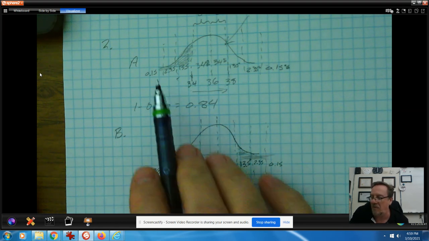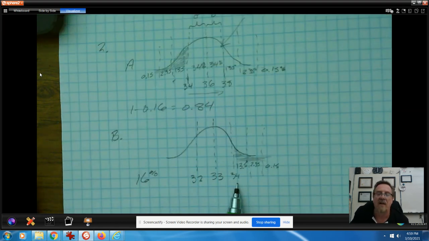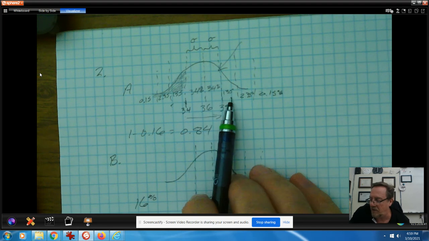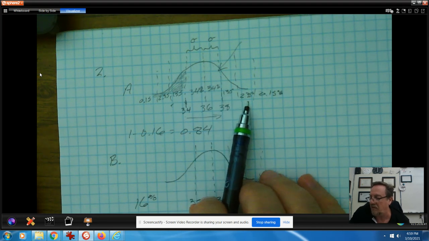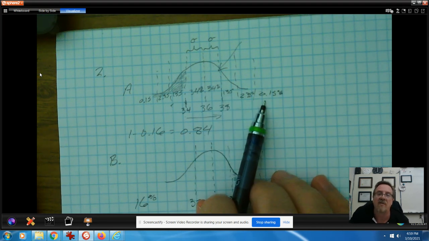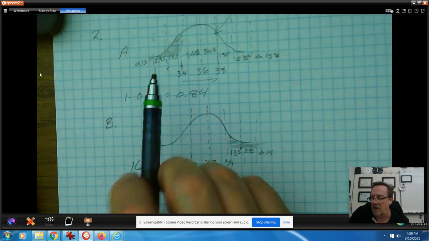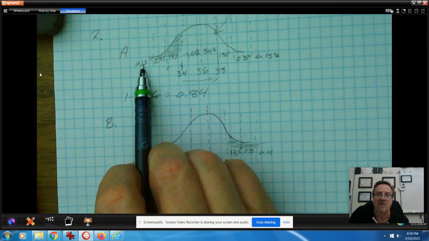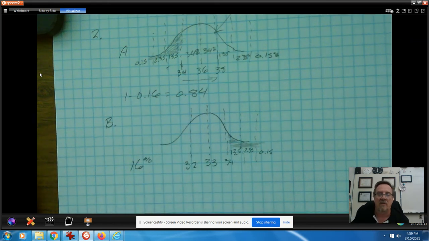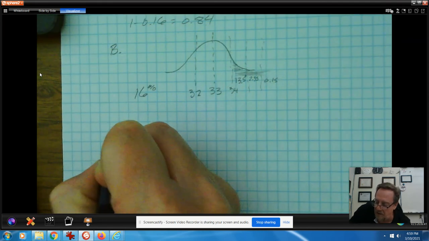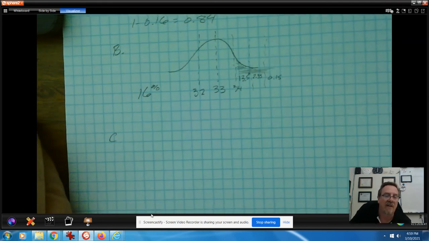Now, why did I do it one way here and a different way here? I'm trying to save myself a bunch of addition. I could have said 34 plus 34 plus 13.5 plus 2.35 plus 0.15. Yes, my calculator would allow me to do that, but it was just faster to calculate 3 zones and subtract them from 1. Hopefully you're understanding why you would do that. But I digress. Let's move on to C.